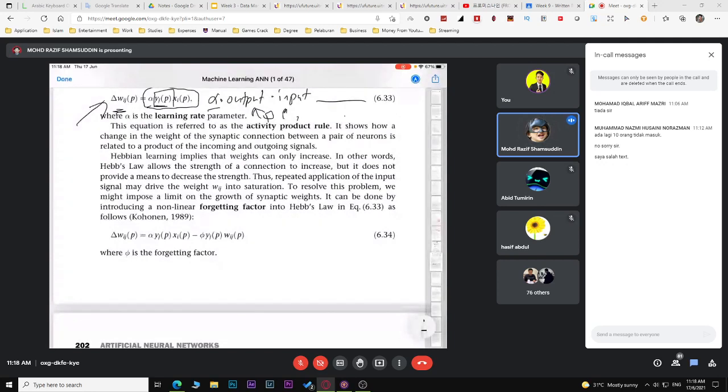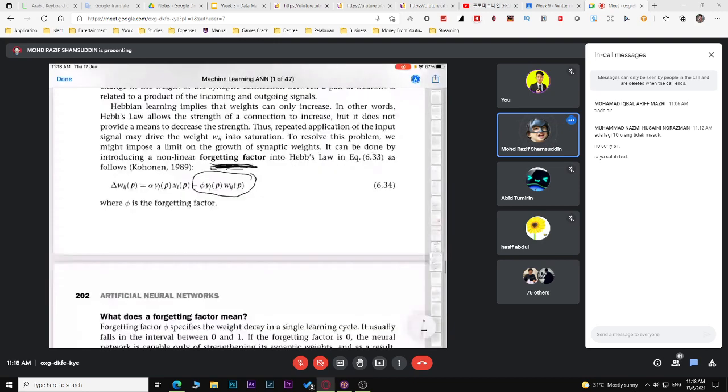So dia introduce forgetting factor. Forgetting factor ni dia nak lupakan. Maknanya weight tu dia tak nak tambah je. Dia nak weight tu boleh berkurang juga. So pengurangan weight tu dikira dengan penambahan equation dekat ujung ni. So yang mana dia kata delta this is sigma simbol ni. So this symbol is the forgetting factor where this output multiplied with the weight.